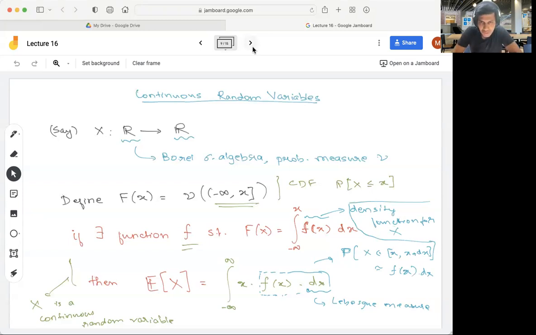And so random variables for which we do have a density function, we will call continuous random variables. This is not all random variables, but this is a subclass. It's a nice subclass, which is often convenient to work with, but I just wanted to emphasize that this is not all of them.